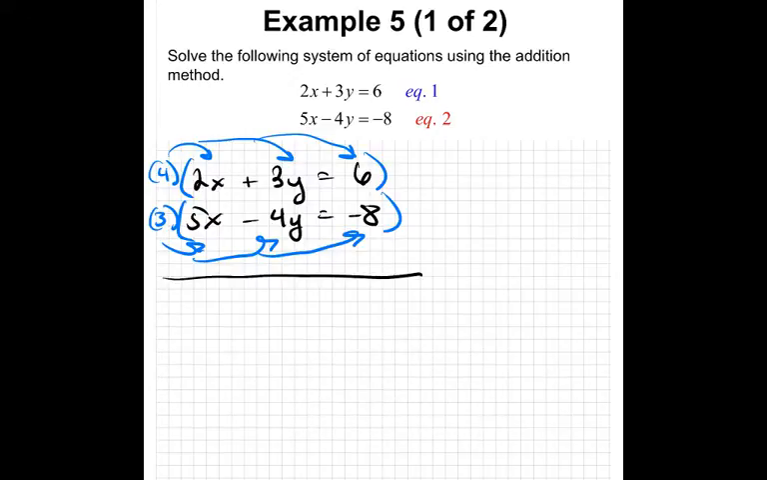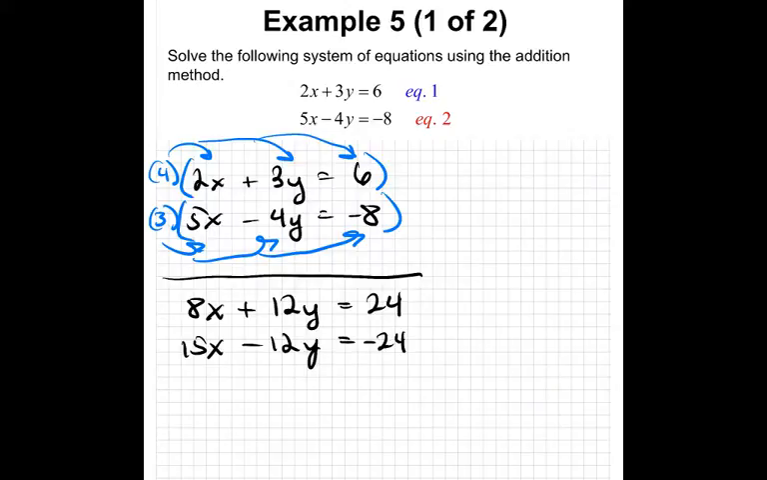Okay. So then 4 times 2 is 8x. 4 times 3 is 12y. 4 times 6 is 24. 3 times 5 is 15x. 3 times 4 is negative 12y. 3 times 8 is a negative 24. Uh-oh, let's see what happens.